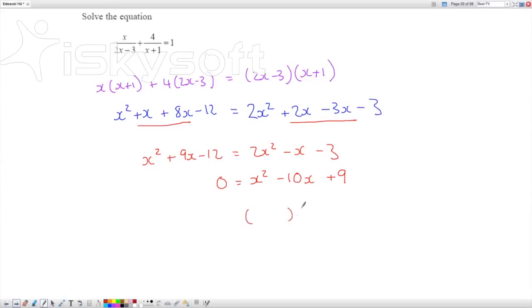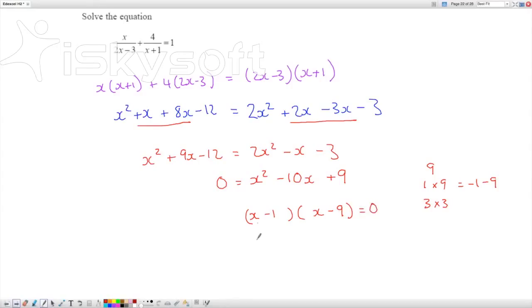So here we're going to put this into two brackets. So we're going to have x minus 1 and x minus 9. How do we get this? The coefficient here is 1, times 9 is 9. Factors of 9, we've got 1 times 9 and 3 times 3. We've got to make minus 10. So to make that, we're going to have to minus the 1 and minus the 9. So both here minus 1 and here minus 9.